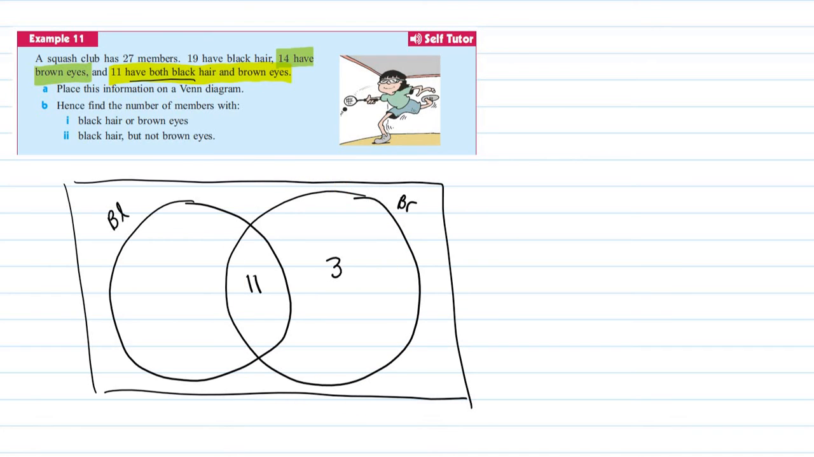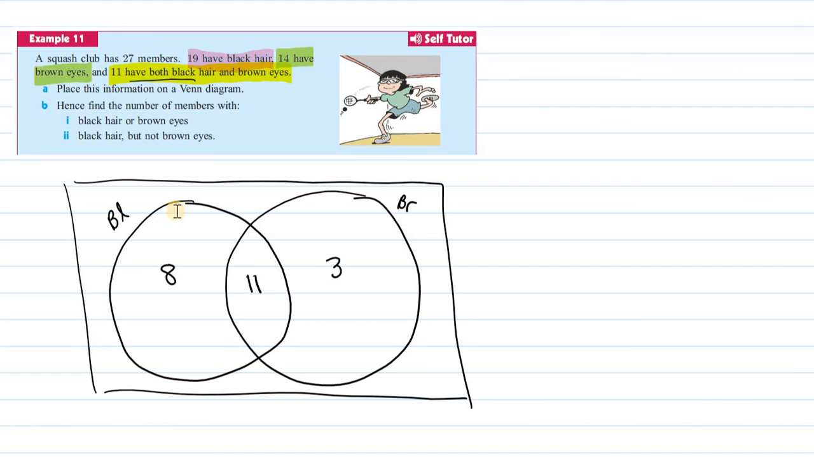Okay, still working backwards. Let's talk about the people. 19 people have black hair. So again, we know that in this circle, there should be 19 total that have black hair. 11 are already spoken for. So if we subtract 11 from 19, we get 8. So 8 people only have black hair.